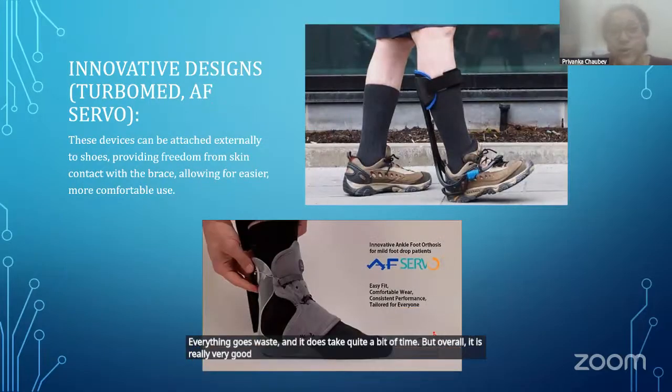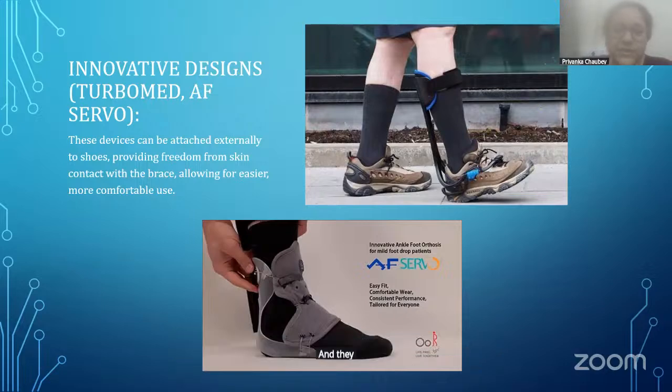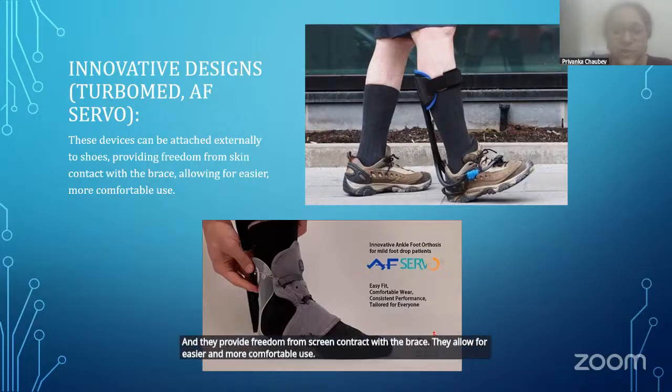And then there are also other innovative designs. These are two of them in the market, AF Servo and Turbo Men, which are externally attached to the shoes, and they provide freedom from skin contact with the brace. They allow for easy and more comfortable use. So not much about them. I found this just from their own websites, that these are also there, which assist the shoe in picking it up.